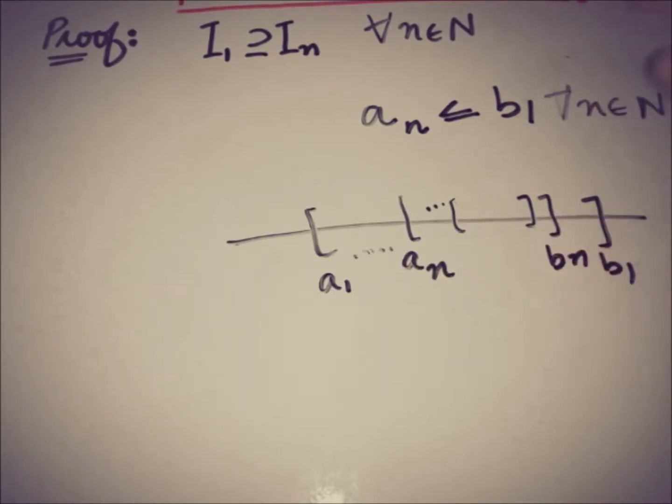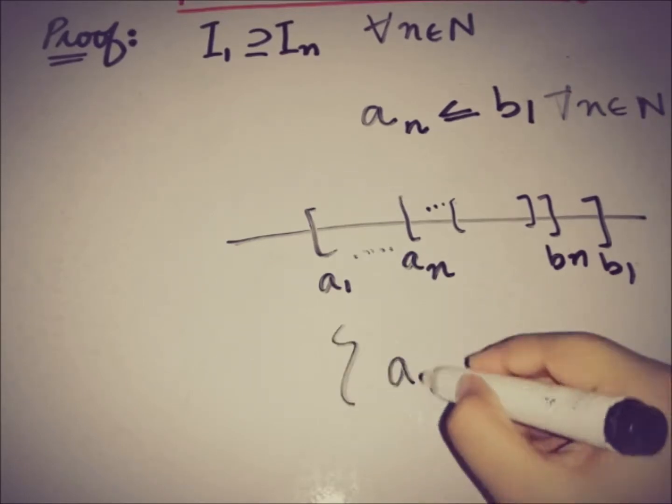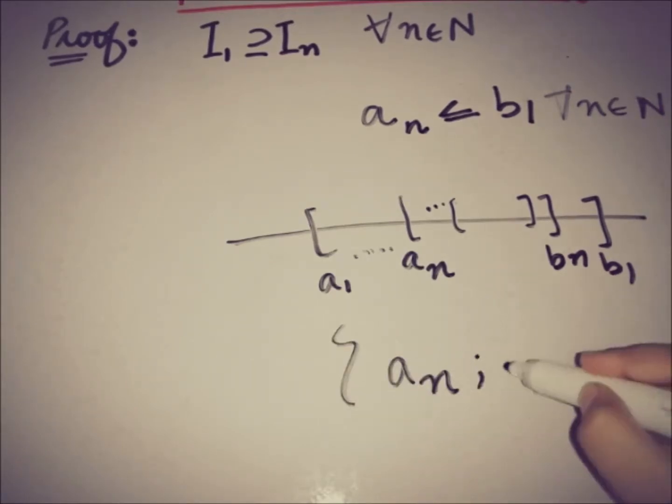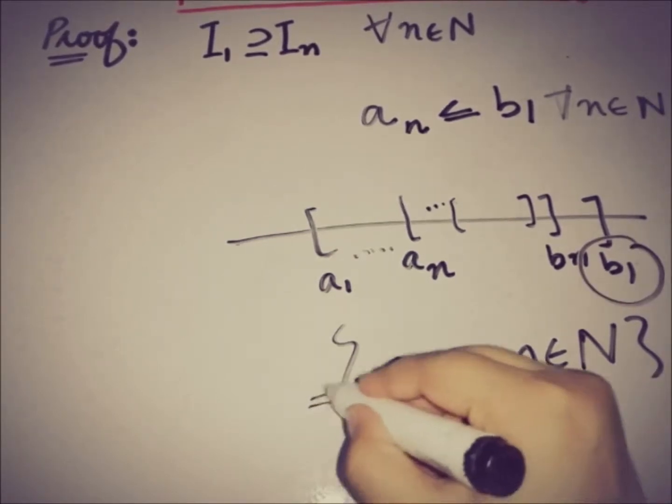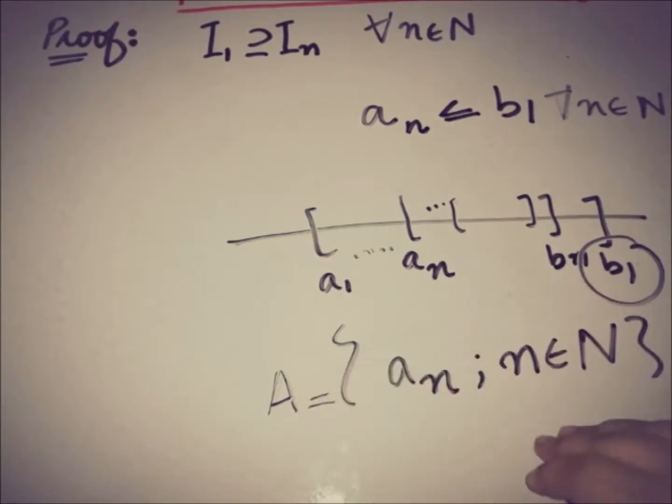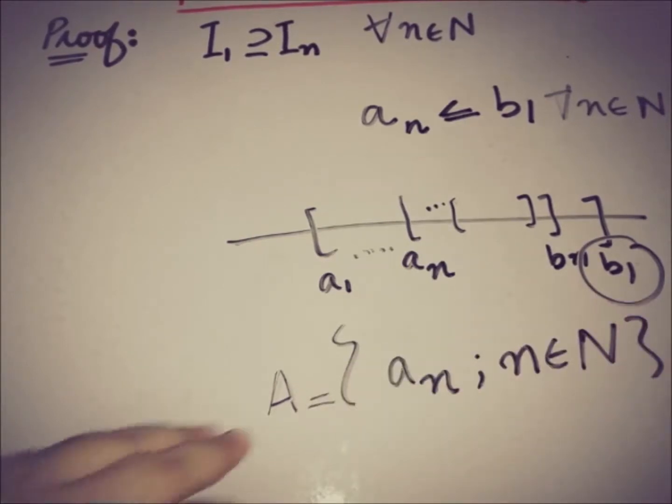Using the definition of nested intervals, we can say that we have a set of an for all n in N, and this set is bounded above by b1. Let's call this set A. So A has an upper bound, that is b1. Now by the completeness property, if A has an upper bound, it must also have a supremum.